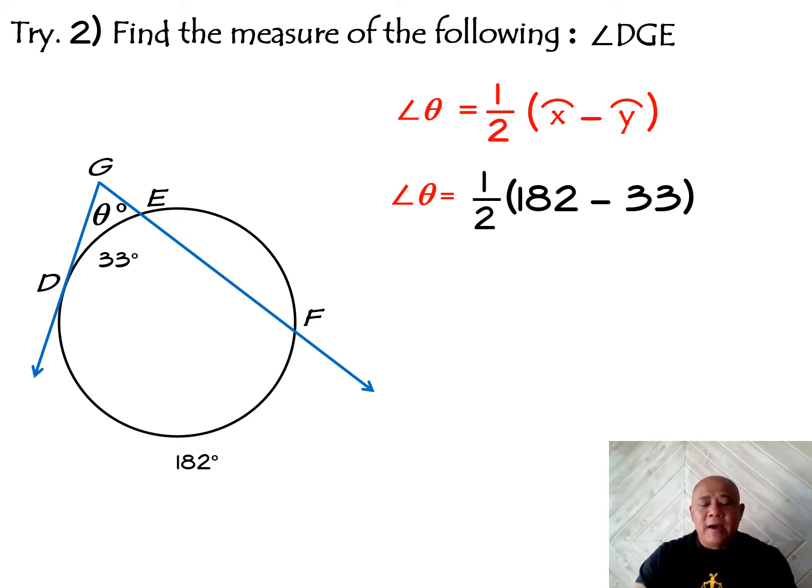Again, half of 182 minus 33 is half of 149. Take 149 divided by 2, and you got 74.5. And there you go.